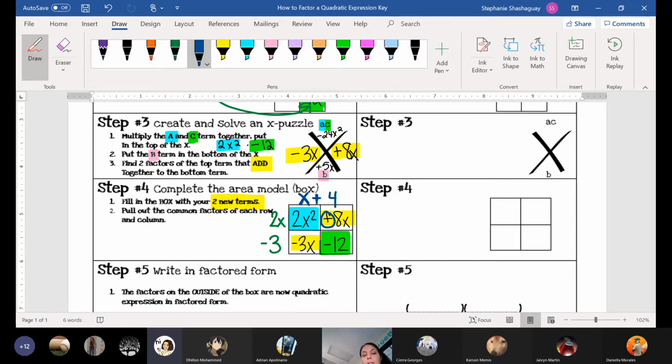Now we just need to double check our factors. Does 2x times x equal x squared? Yes.